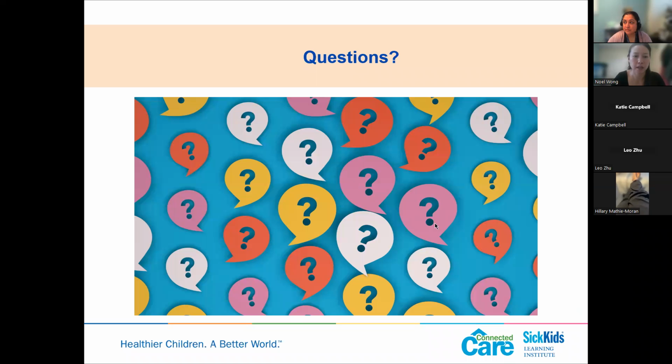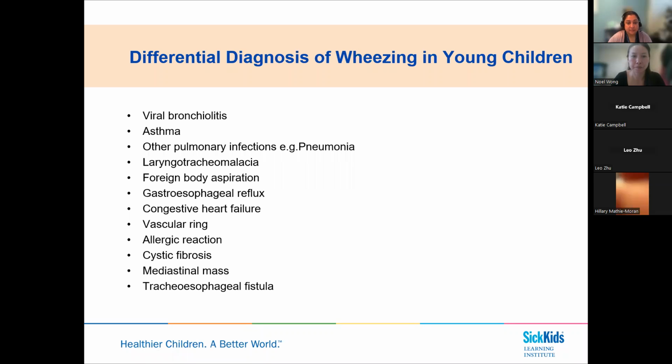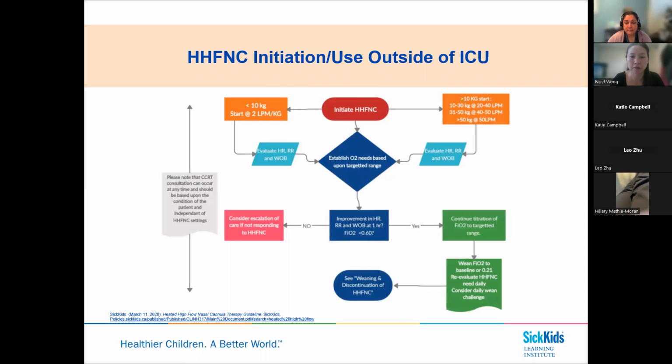On my slide deck, I also included a couple of additional resources. I listed some differential diagnoses for wheezing, in case that may be something you are considering at the bedside. And I've also included what we use here at SickKids, the heated high flow initiation pathway for bronchiolitis, so when we would apply heated high flow, as well as the heated high flow chart for the flow rates based on weight.